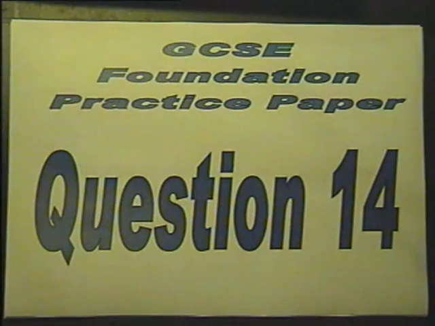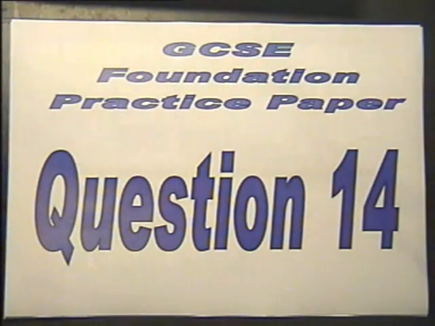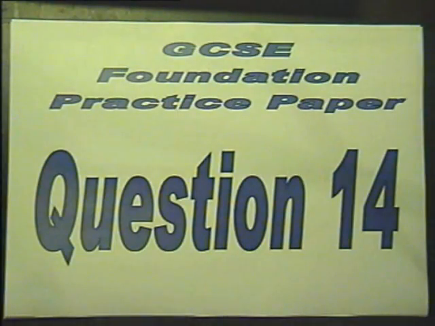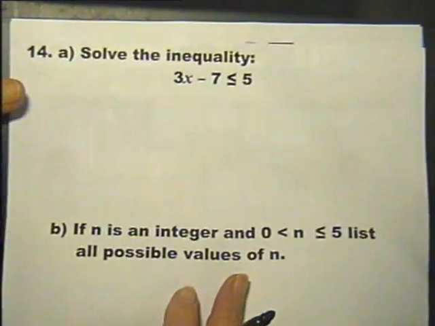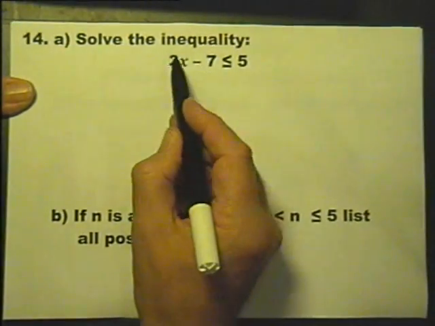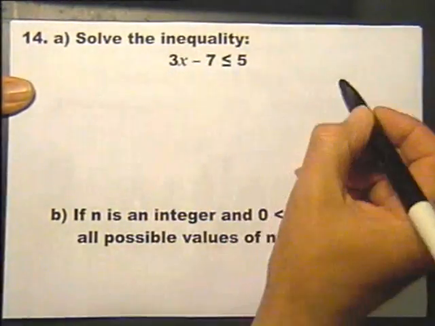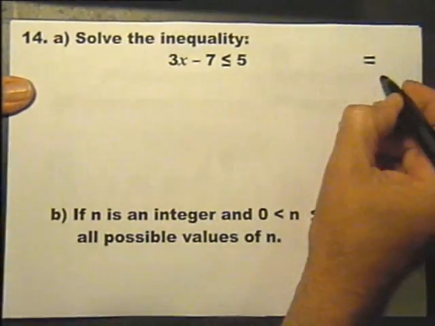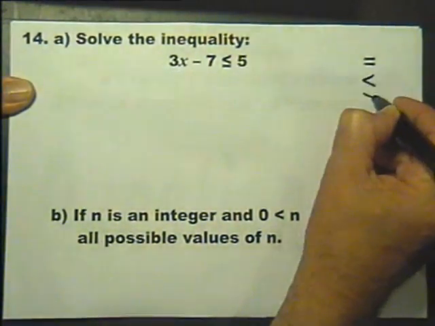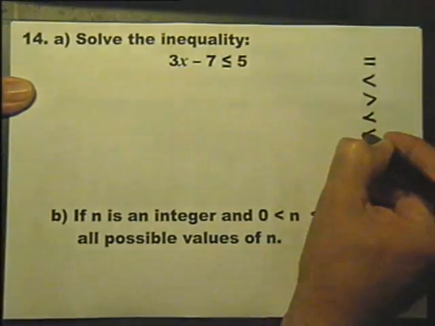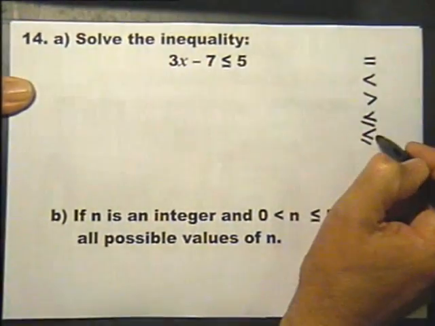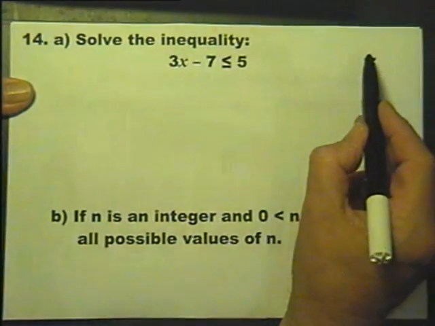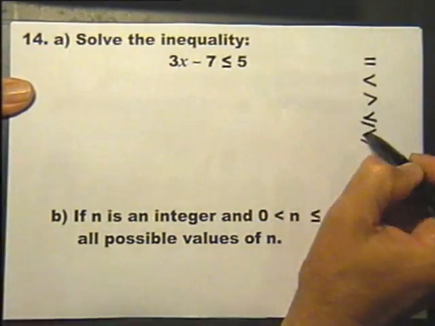GCSE Foundation Practice Paper 1B from mathstutor.biz and mathsdvds.co.uk. Question 14. Solve this inequality. If you have just an equal sign, it's called an equality. If you have a sign like this, or like this, or like this, or like this, they're called inequalities. And you can do virtually the same thing with these as you can with that.